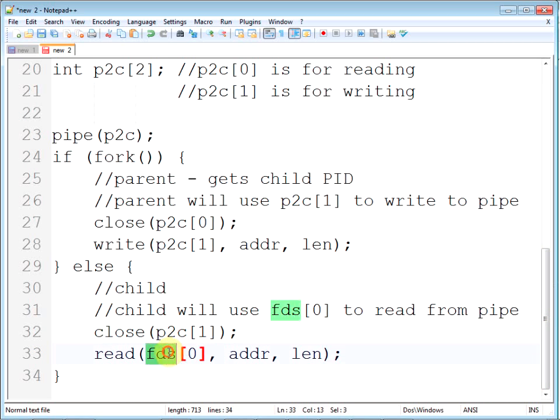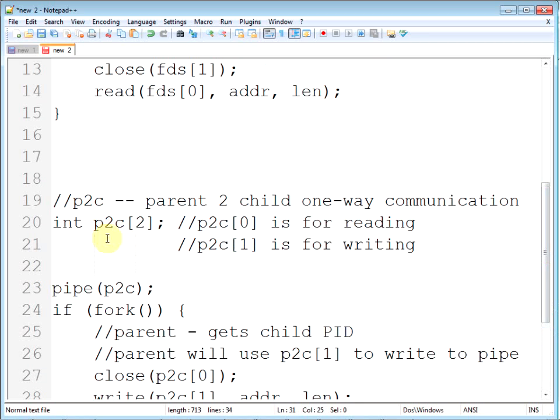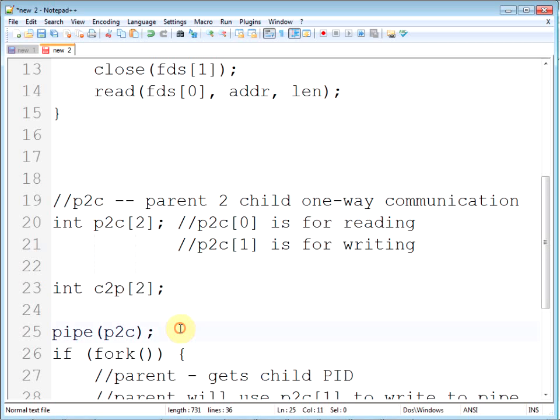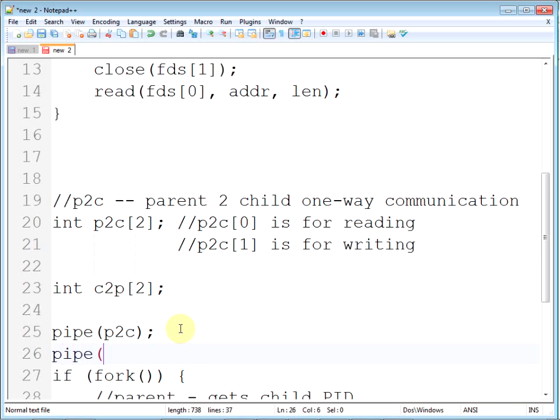I hope you understand where we are going with it. Basically, now that you wrote P to C, let's write C to P. Child to parent communication too. Do exactly the same thing. Well, almost. So how do you do it? You create another pipe, C to P.